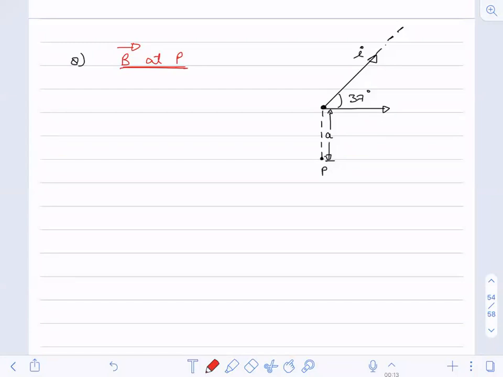Okay, now first step. Is this a finite wire or an infinite wire? Tell me, is this a finite wire case or an infinite wire case?